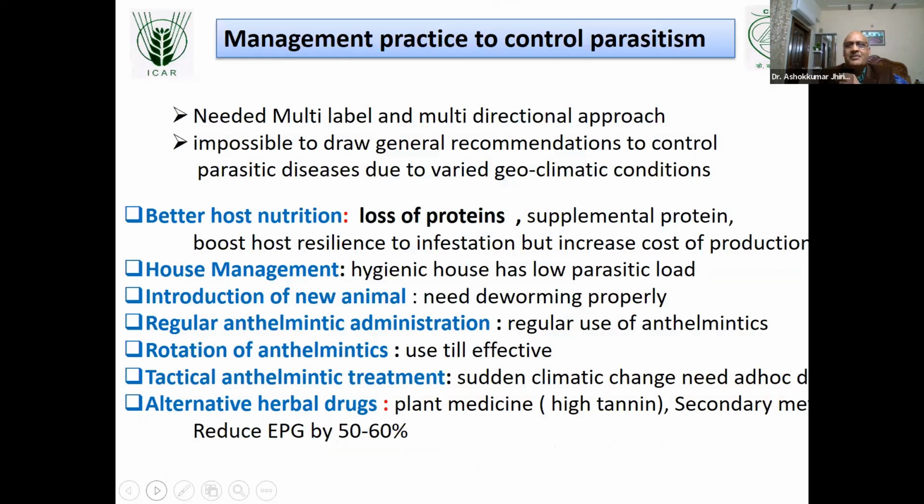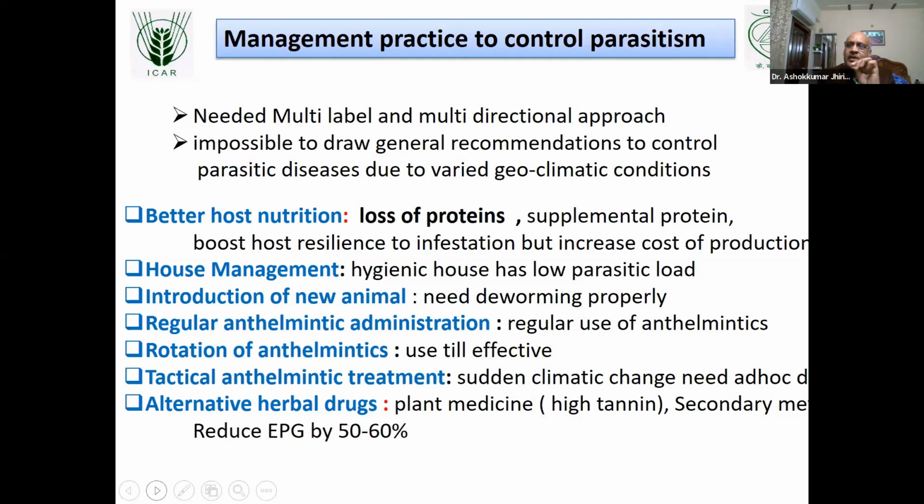You need a very multi-level and multi-directional approach. It means you have to select the correct medicine, use the correct dose, and select a medicine according to the dynamics and prevalence of the parasites. Better host nutrition is important, because better nutrition provides better resilience to the animals against the parasites. And protein has a very important role.